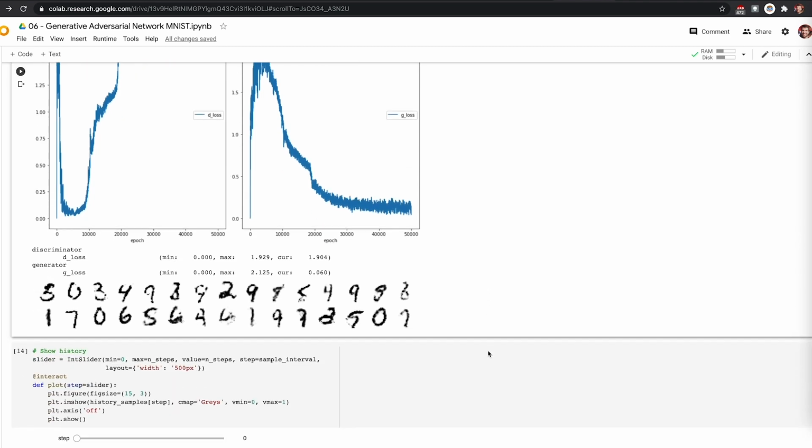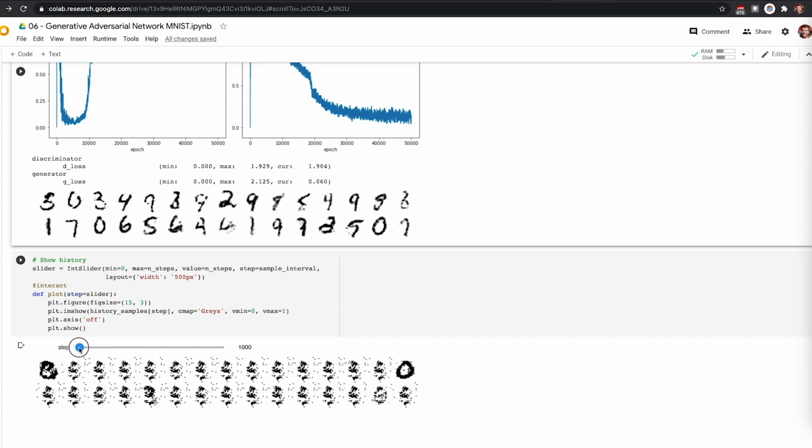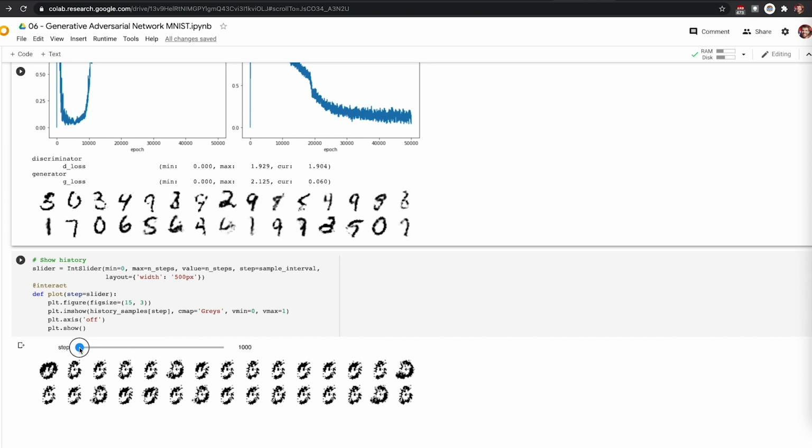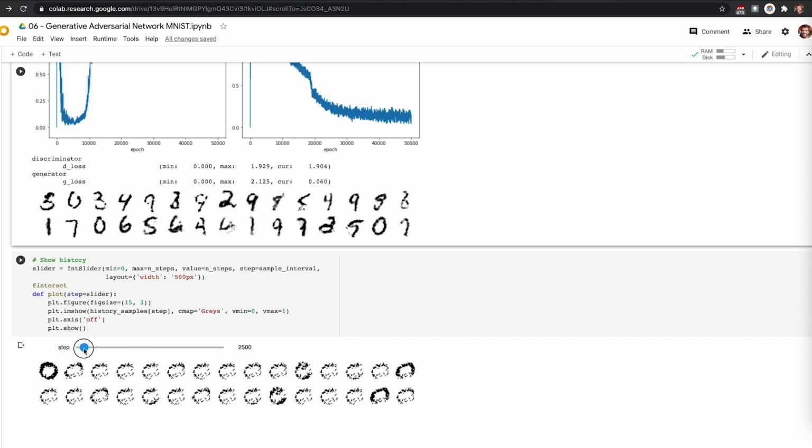And the interesting thing is we can take a look at how this evolved over time now by changing the sliders. So initially we started off with noise. At step 0, all we were generating was noise. And then in the first few thousand steps, you can see that it evolved into something that resembles a 0. So that was the first thing that the generator learned, to do something that looks like a 0.